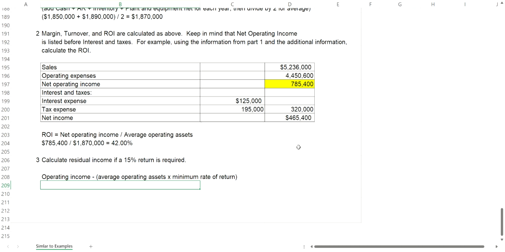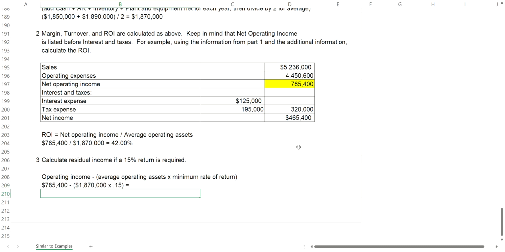Next, in part 3, I'm going to calculate the residual income if we want a 15% required return. Okay, so that's going to be my operating income. And again, that is the $785,400. I came up with my average operating assets of $1,870,000. And I want a minimum return of 15%.